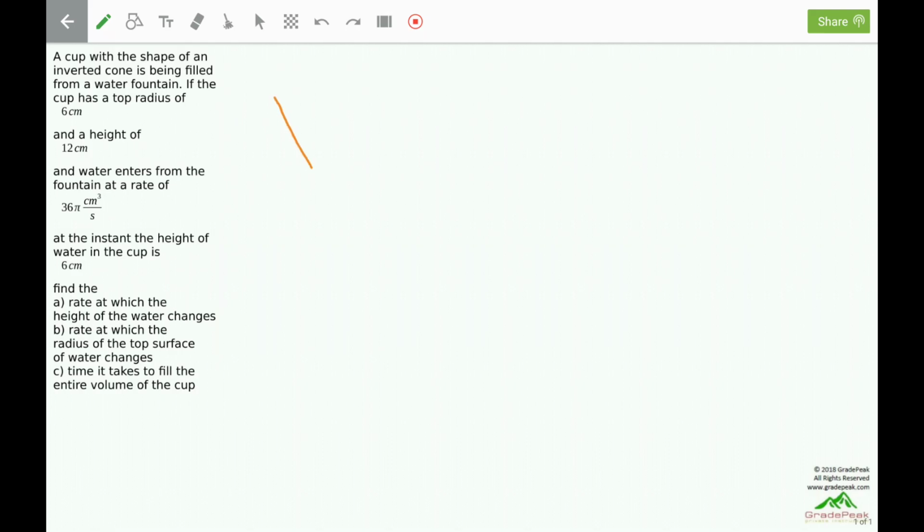The cup here is an inverted cone, and so it has a circular top to it, and that circular top has a fixed radius of 6 centimeters, so we can label it as 6 centimeters on the picture, and the height is a fixed height, which we can therefore label on the picture as 12 centimeters.